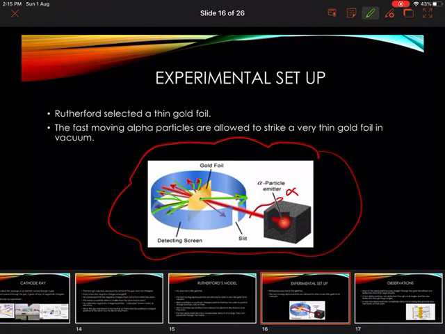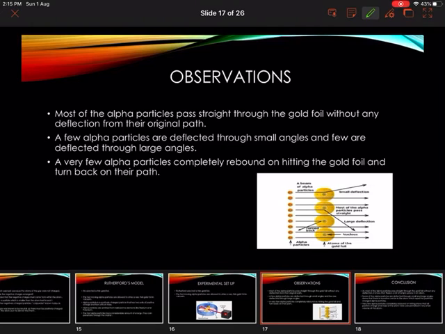What does this mean? Let us see his observations. Most of the alpha particles pass straight through the gold without any deflection. Look, this one is deflected, sorry. This one passed without any deflection, which means later on he will conclude that the majority of the atom is empty. A few alpha particles are deflected through small angles, a few are deflected through large angles. So there were also some deflections, and very few bounced back.